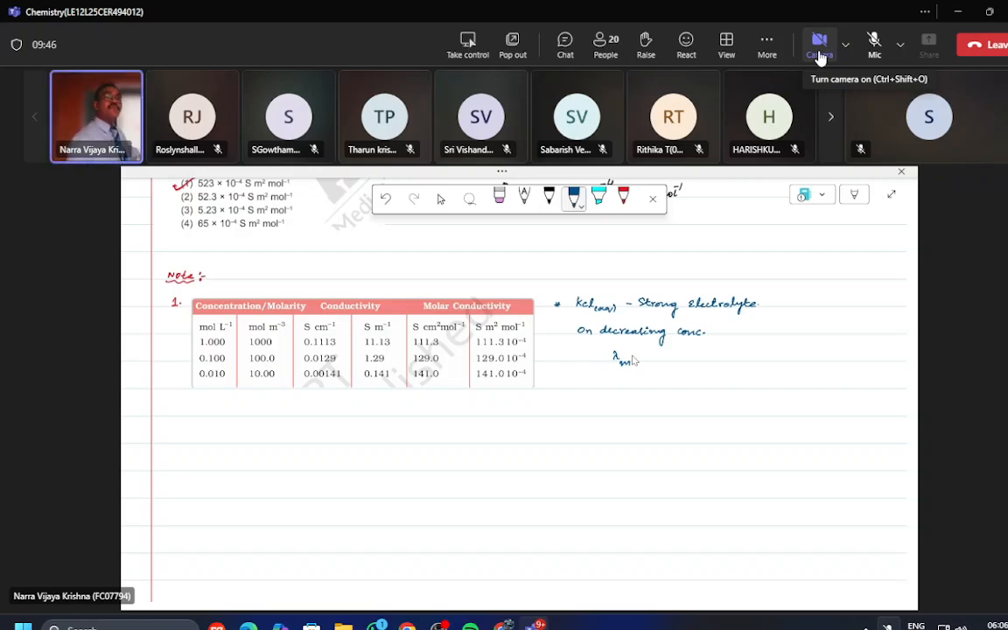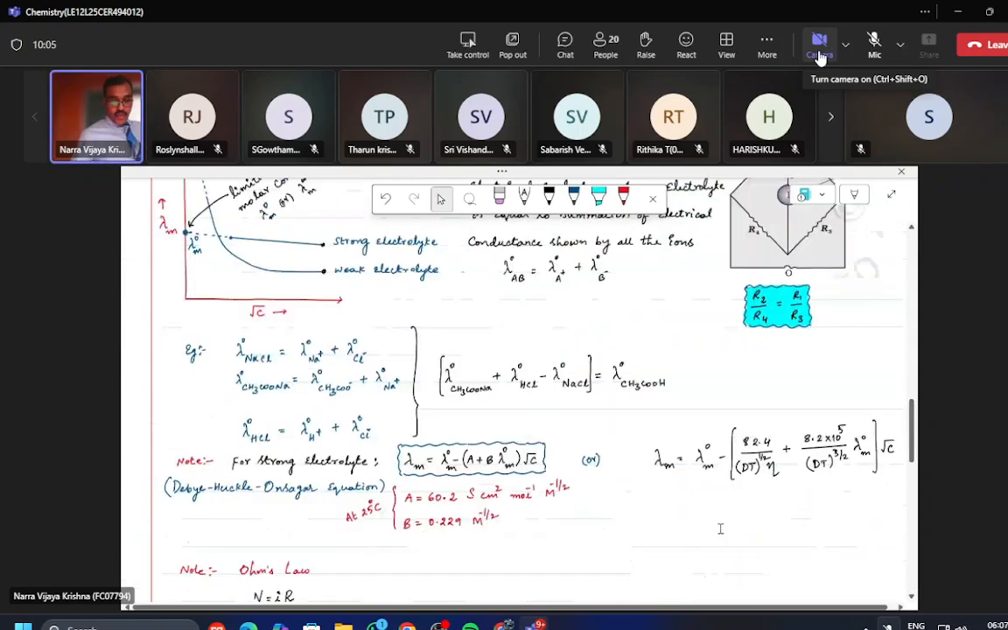Observe kappa value. Increase. Right? So lambda m increases, whereas kappa decreases. Correct? This is from the NCERT table given. Now come back to this, what we have discussed in class.